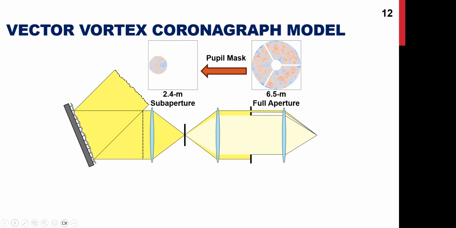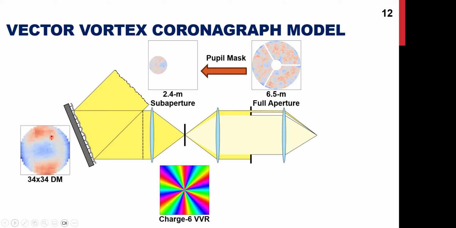So that's why we do that. So in reality, we have a 2.4 meter aperture coronagraph. That wavefront gets sent to a DM. We're using a 34 by 34 kilo-DM from Boston Micromachines that we have in the model. And then that DM corrects the wavefront even further before we send it to our charge 6 vector vortex coronagraph.